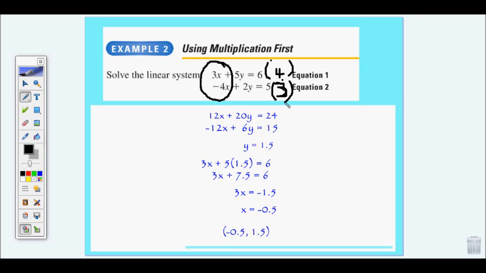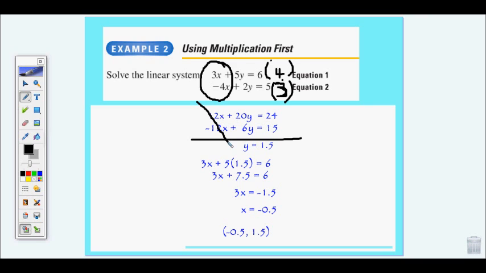So in my top equation, 3x times 4 would give me 12x, 5y times 4 gives me 20y, and 6 times 4 gives me 24. In my second equation, negative 4x times 3 gives me a negative 12x, 2y times 3 gives me a positive 6y, and 5 times 3 gives me a positive 15. Now you can see in column form that if I combine my x's, I have positive 12x and negative 12x. They're going to cancel out.